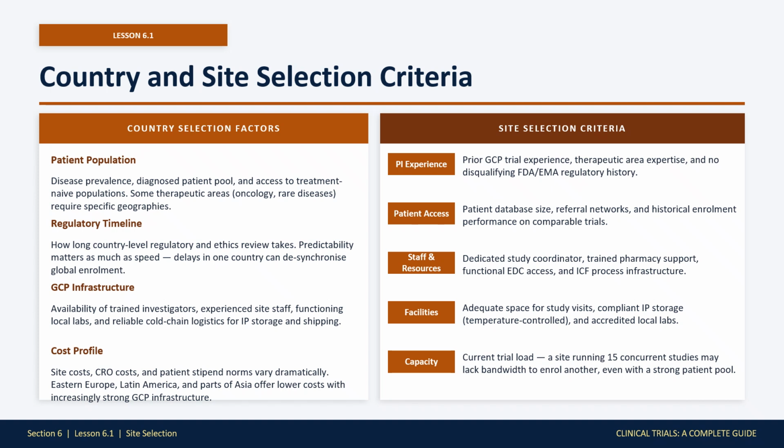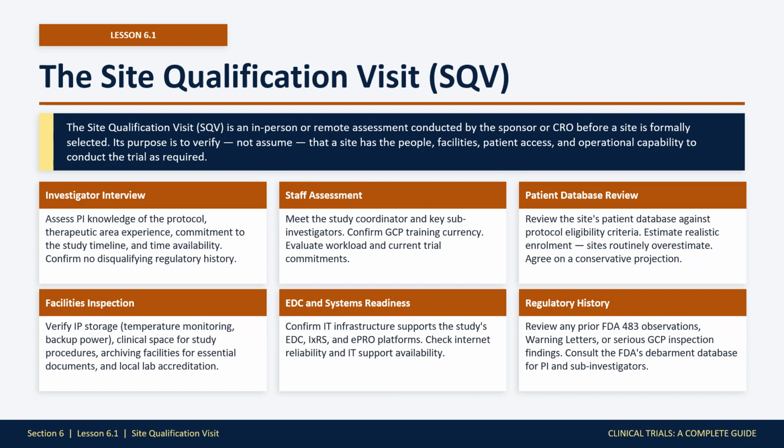A common mistake is accepting sites' own enrollment estimates at face value. Investigators consistently overestimate their enrollment potential. Sponsors who apply a systematic, conservative correction, typically 50% of what the site projects, build more realistic timelines. A site feasibility questionnaire can tell you what a site says it can do. The site qualification visit, the SQV, tells you what it can actually do.